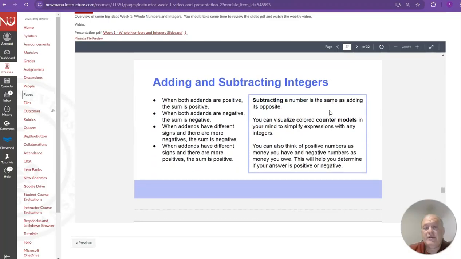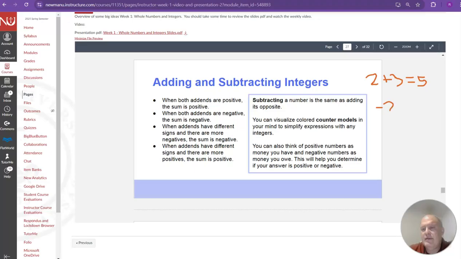So, adding and subtracting integers. Here's some rules. When both addends are positive, the sum is positive. When both addends are negative, the sum is negative. So that looks like this. That'd be like 2 plus 3. That'll be 5. Both of them are positive. That would be like you had 2 apples, you got 3 apples, then you have 5 apples.